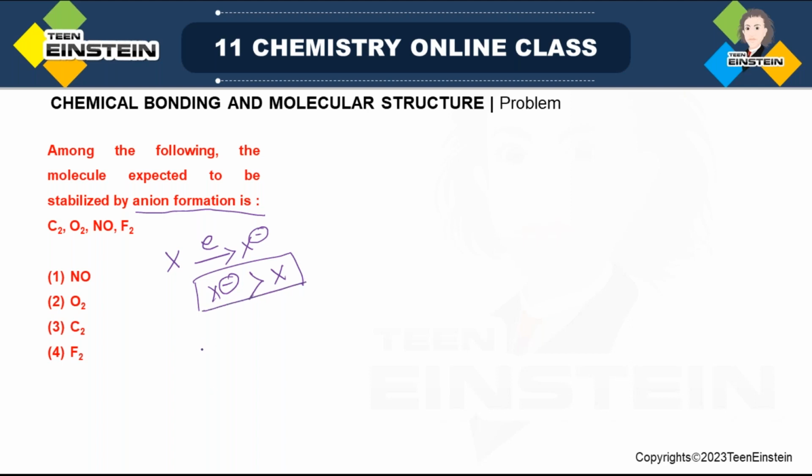And how will you understand? You just have to check the bond order for these two species. Suppose the bond order for the anionic species is greater, then obviously it will be stabilized. So what you have to do for all these species is compare the original species and the species after 1 electron gain. Just compare this. If there is an increase in bond order, that should be your correct option.